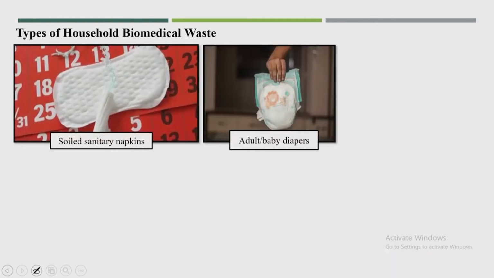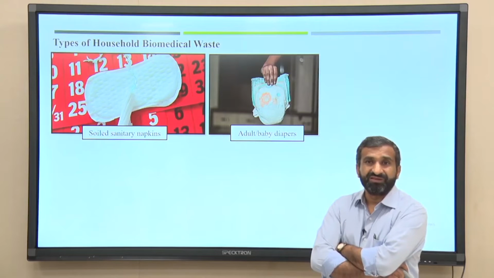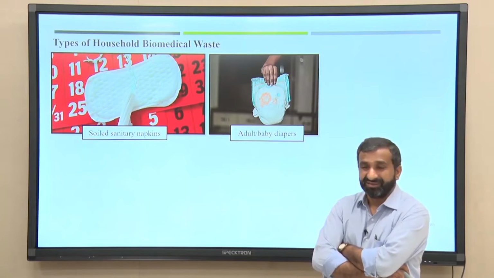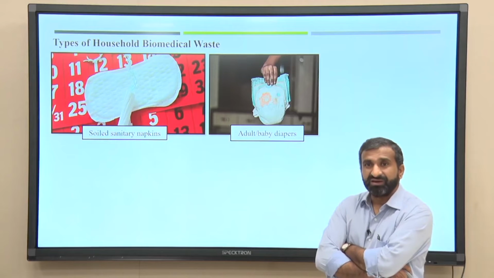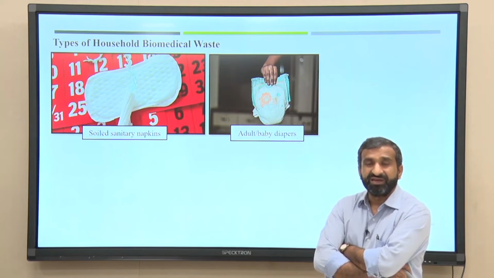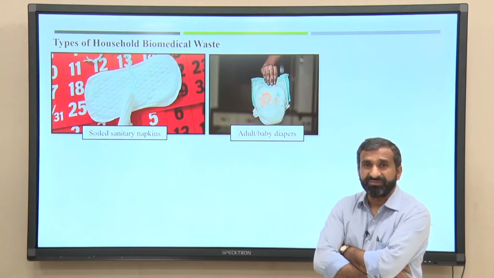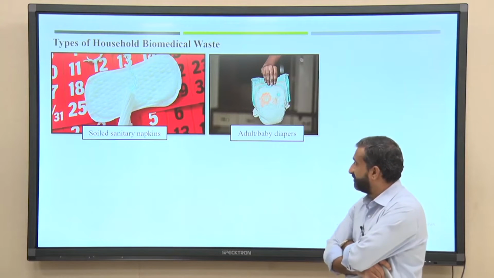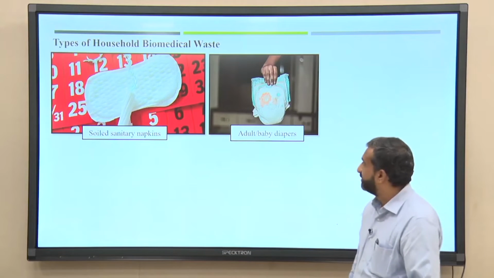So, what types of household biomedical waste are there? Here, soiled sanitary napkins. The problem with sanitary napkins is they could contain blood. This is highly toxic and problematic, and once it mixes into the MSW, it is difficult to segregate. That is why the MSW rules clearly notify that the entire household waste should be segregated into 3 parts: wet waste, dry waste and household hazardous waste.